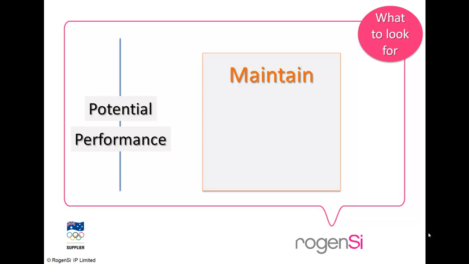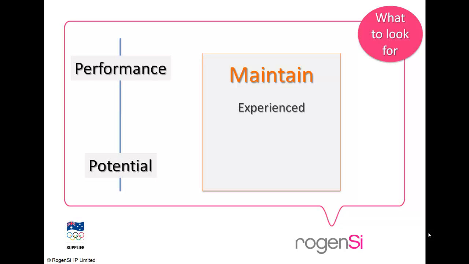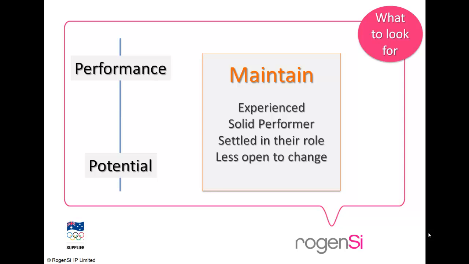The next is the coaching strategy we call maintain. So as a reminder, that's for people who have high performance but whose potential has started to come off a bit. You'll note that they're probably the most experienced people in your team. They're solid performers, year in, year out, able to both hit their KPIs and honour the values of your organisation. They're nicely settled in their role, they enjoy themselves, but they might be a little less open to change, a little more resistant to the big shifts that might be happening in your organisation. That's the people for whom the maintain strategy will work best, but that's what to look for.